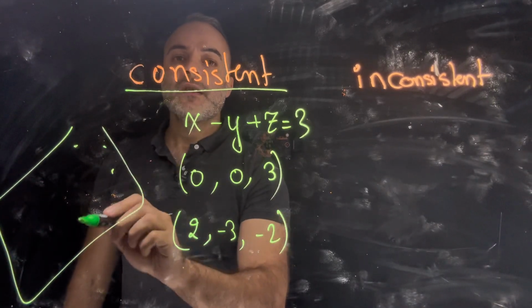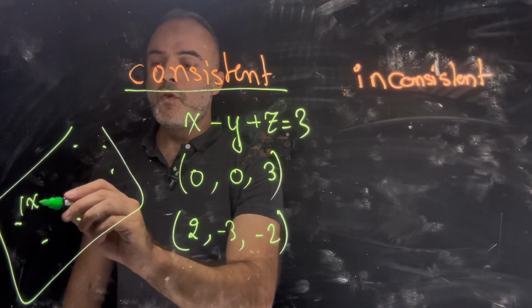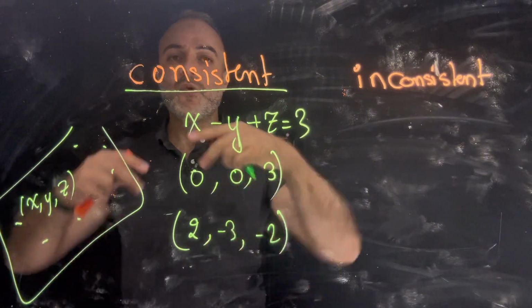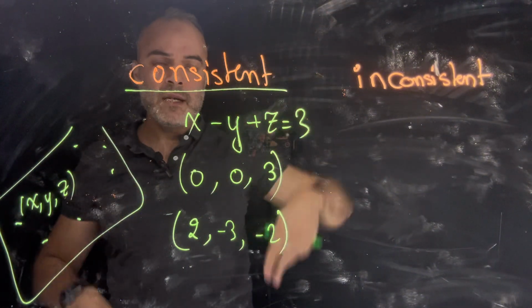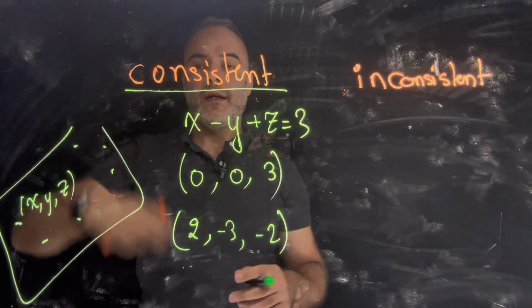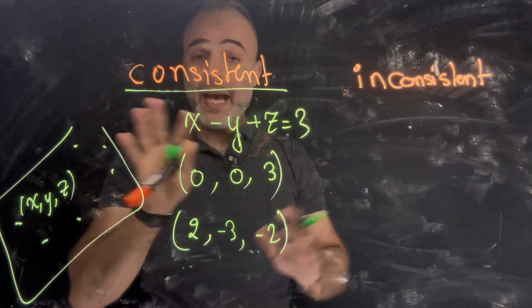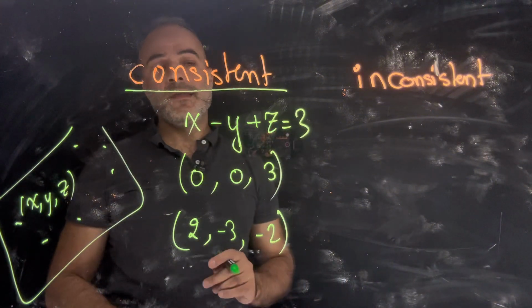All the points which have coordinates x, y, z which are the solutions of this equation, if you put them all together, they're going to form the plane. Of course, we're going to talk about it in detail when we talk about lines and planes. Anyhow, this is what is meant by consistent systems.